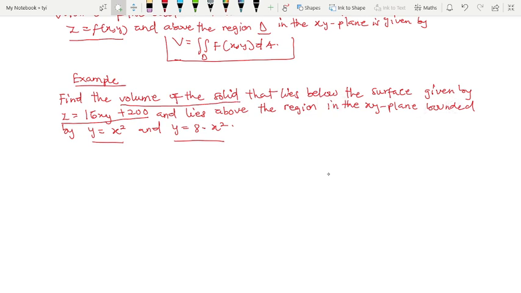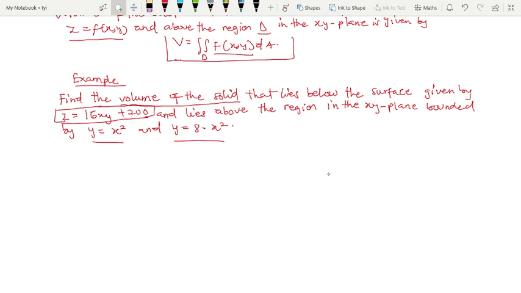So find the volume of the solid that lies below the surface given by, so this is a surface, right? And remember that in the formula, we are taking the integral of the surface. So this is a surface, z is equal to 16xy plus 200 and lies above the region in the xy plane. So our region in the xy plane, we are saying that region is bounded by y is equal to x squared and y is equal to 8 minus x squared, right?